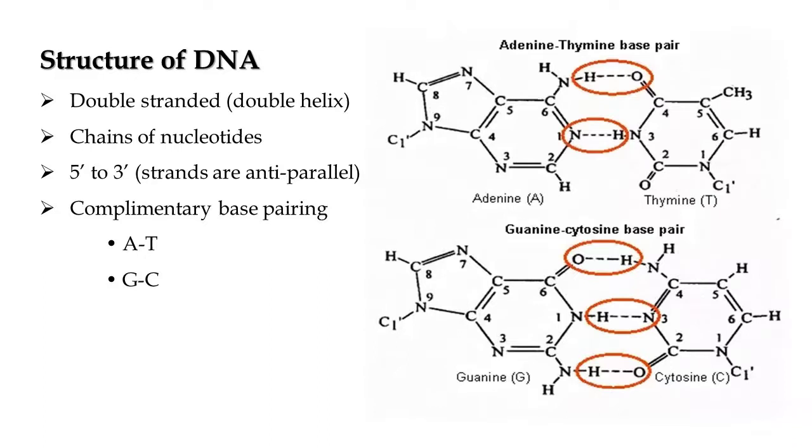So it is seen that the pairing between guanine and cytosine, GC, is much stronger compared to AT, because AT has 2 hydrogen bonds whereas GC has 3 hydrogen bonds. So the complementary base pair is always between AT and GC, and in the case of RNA, your adenine will pair with your uracil.